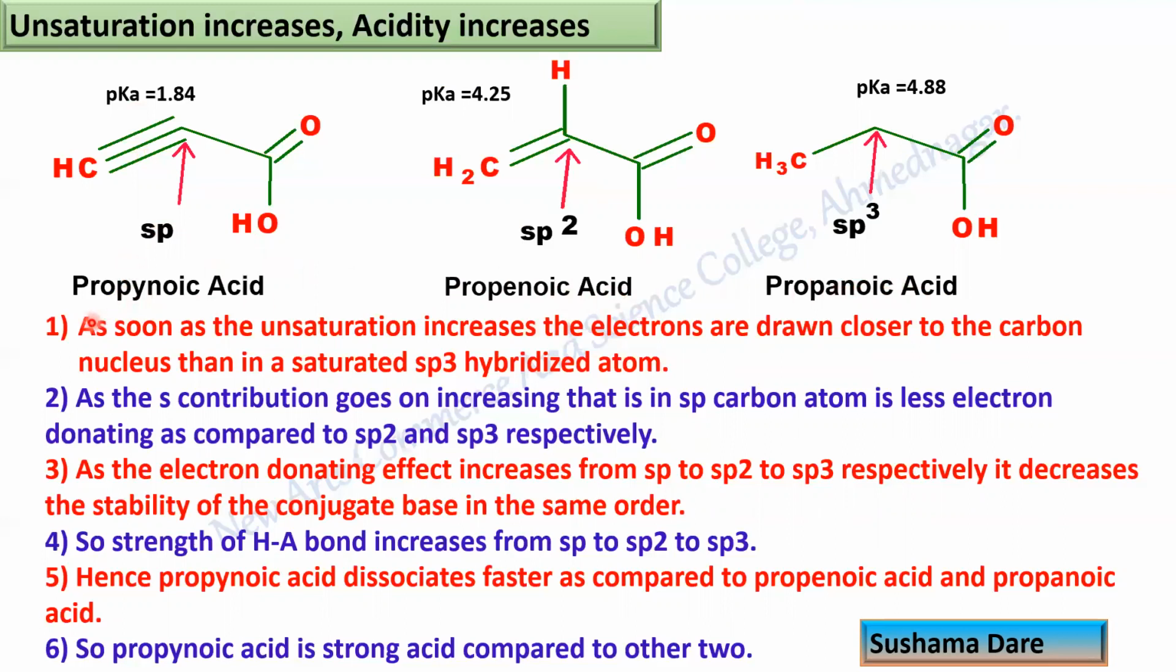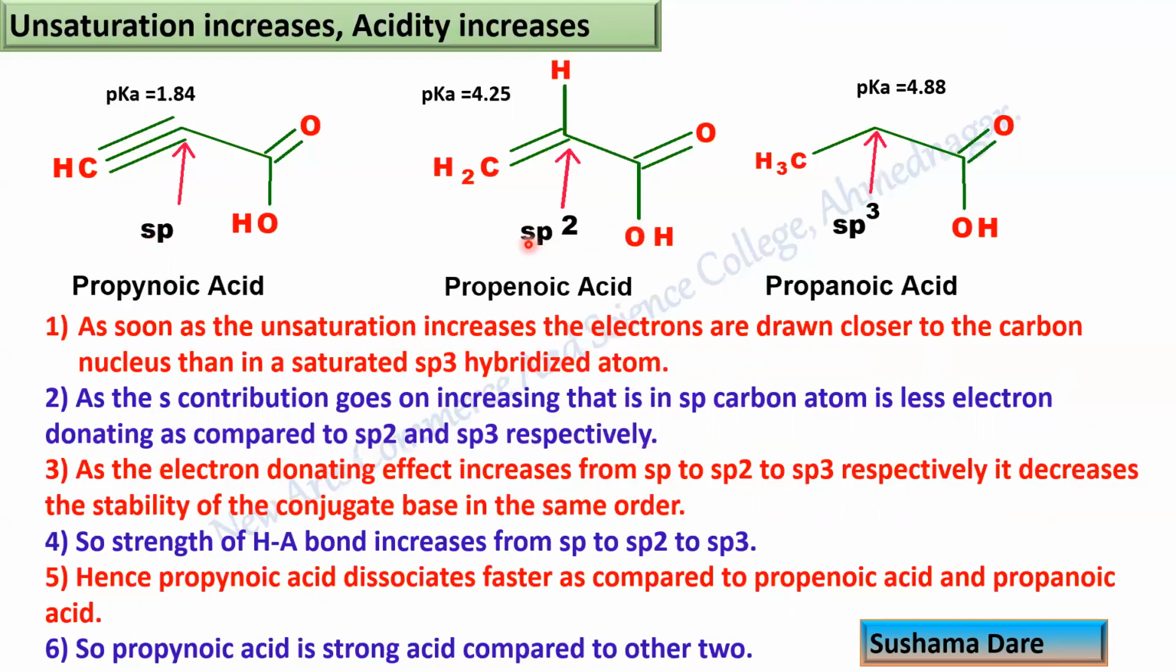So why does this happen? As the unsaturation increases, the electrons are drawn closer to the carbon nucleus than in a saturated sp3 hybridized atom. Due to the increase of unsaturation, the S contribution goes on increasing, so an sp carbon atom is less electron donating as compared to sp2 and sp3 respectively. So what is the S contribution here?